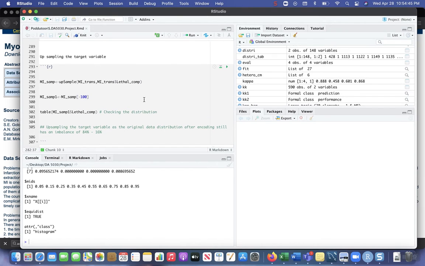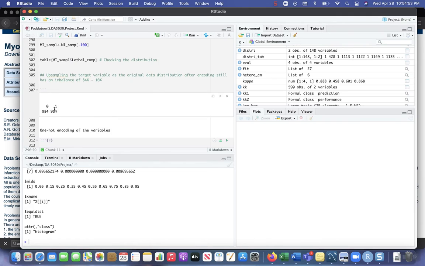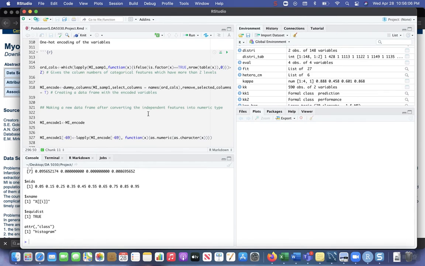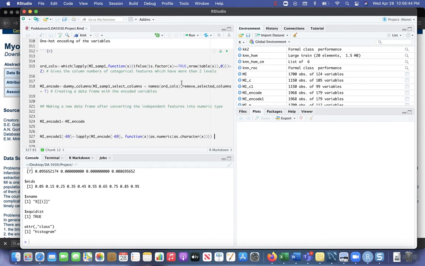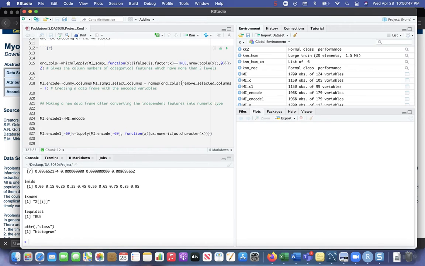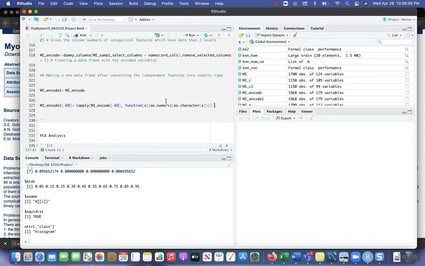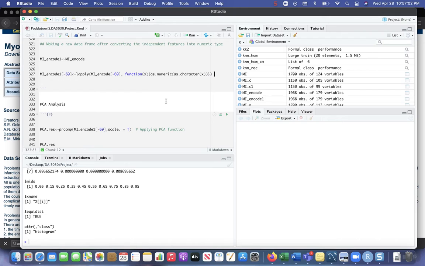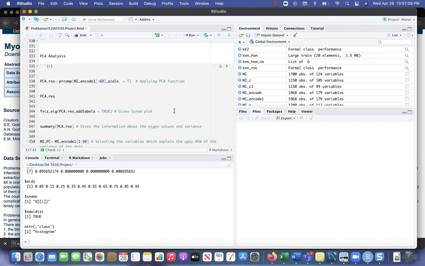Coming next, since there is a class imbalance in the target variable, I've upsampled the target variable using the upsample function, and now I have a class distribution of 984 for each 0 and 1. Since all of the columns are booleans and mostly the others are numerical, the rest of the columns which had more than two levels, I've one hot encoded them, and after one hot encoding, I am left with 179 variables. I'm going to run my PCA analysis on the data set which has 1968 observations and 179 variables.